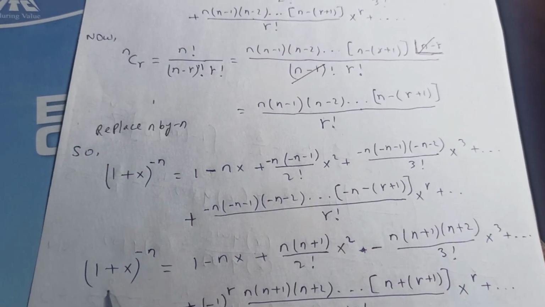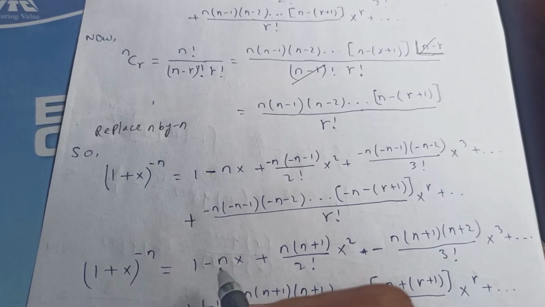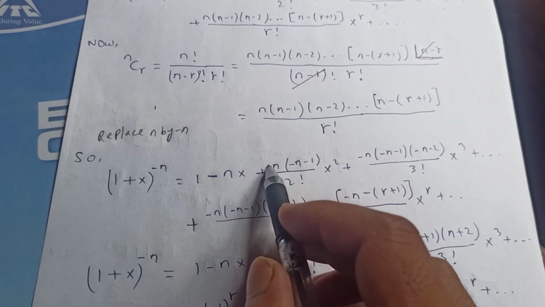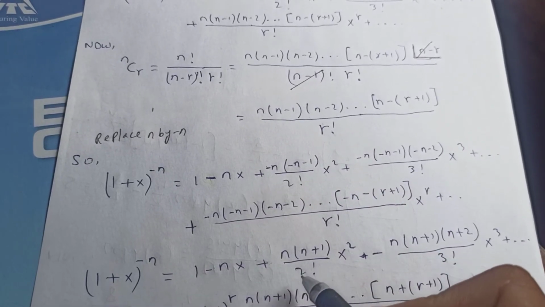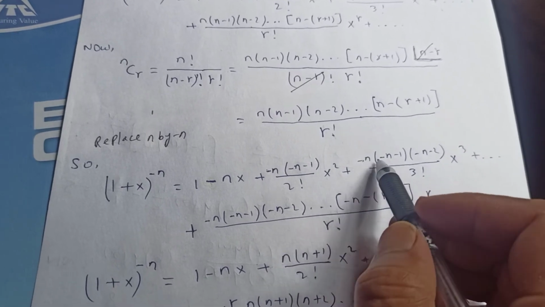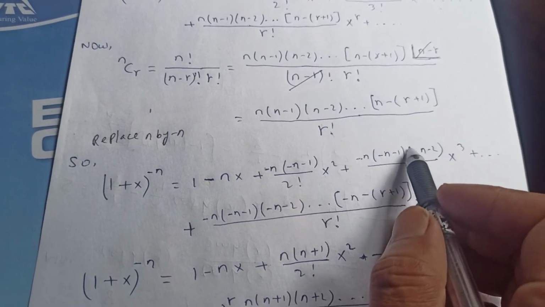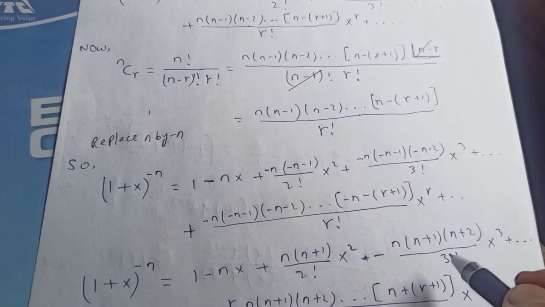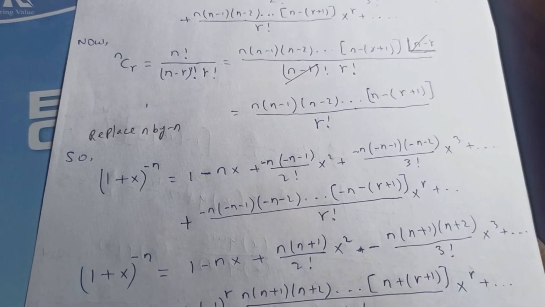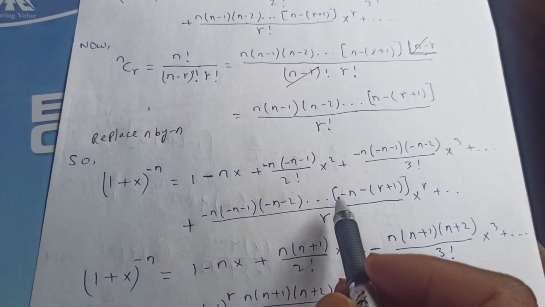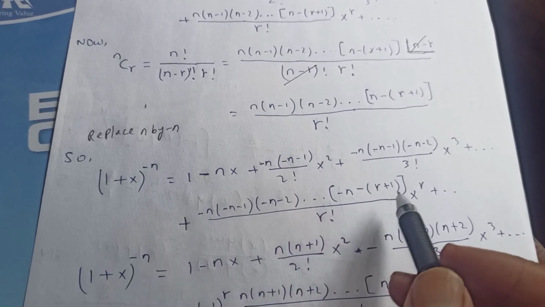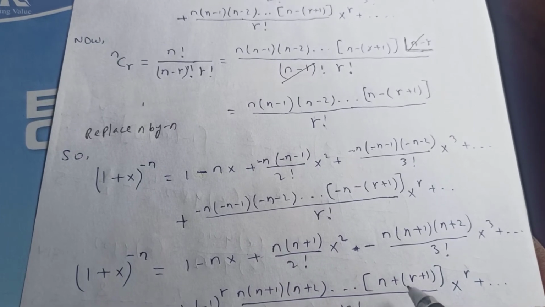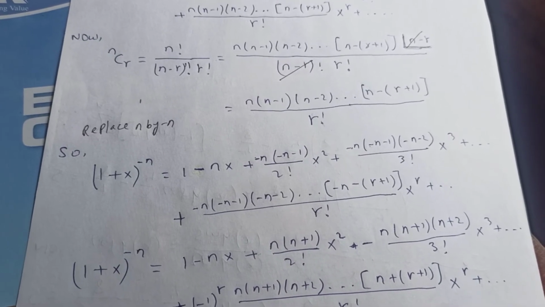So simplify this: (1 plus x) to the negative n is equal to 1 minus nx. Here we can take out the negative sign, so with this one it will be positive: n(n plus 1) over 2 factorial, x squared. Here we take the negative common, so negative, positive, negative: n(n plus 1)(n plus 2) over 3 factorial, x cubed, and so on. Here if we take the negative common r times, it will be negative 1 to the r, times n(n plus 1)(n plus 2) and so on up to (n plus r minus 1) over r factorial, x to the r, and so on.